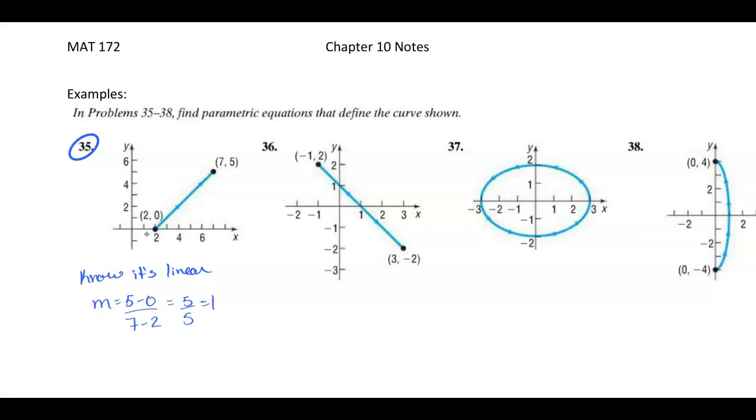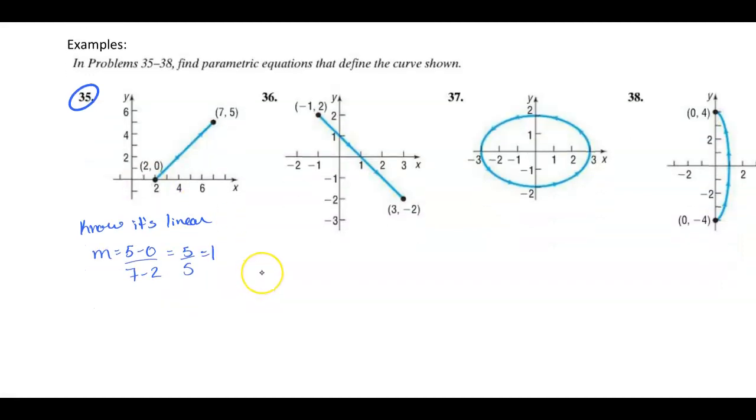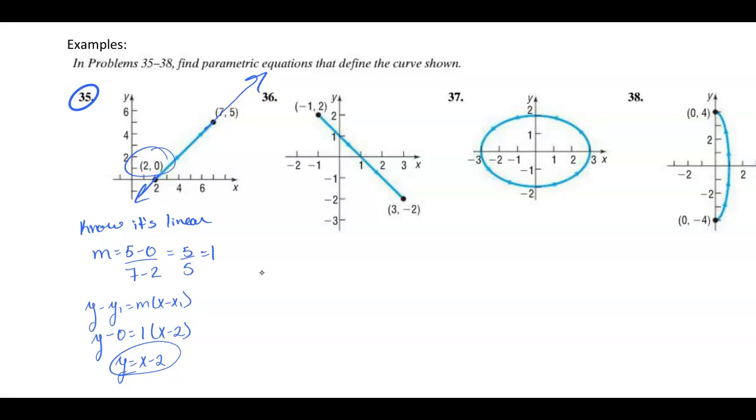So our slope is 1. So then we can use point slope formula to find the equation. I'm going to use this point. So y minus y1 equals m times x minus x1. So y is equal to x minus 2. So that would be the equation of the line if it kept going on and on forever and ever, right?